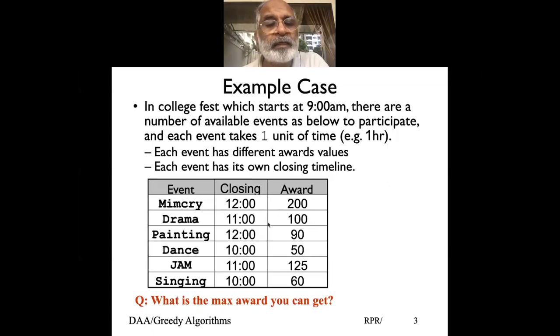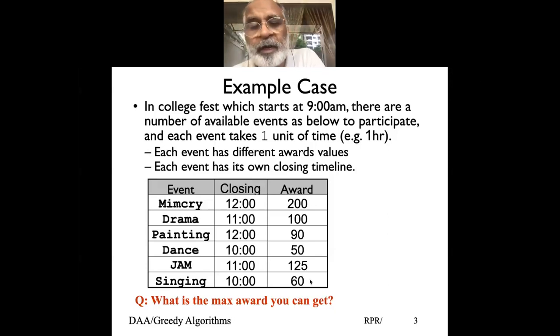Now, given this case, remember the drama has to be done by 11 o'clock. So somebody can schedule drama and participate at 9 o'clock or 10 o'clock. Painting, somebody can do at 9, 10, or 11. You have 3 hours, and so on and so forth. But depending on this, for mimicry the award is 200 points, and for singing, the award is 60 points. As a participant, your objective is to get the maximum award.